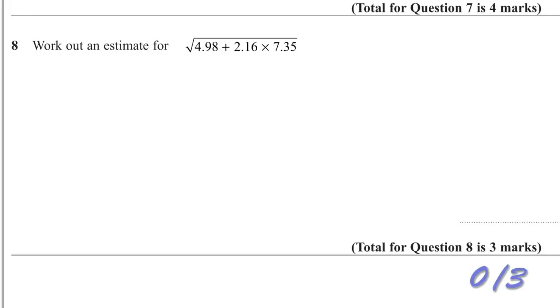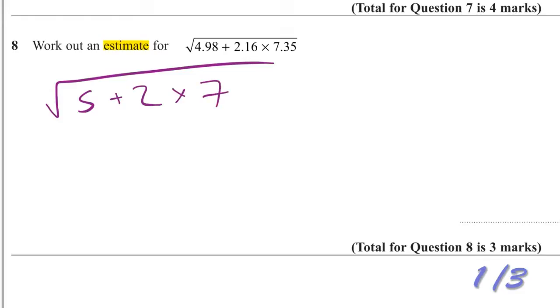Alright, question 8. Work out an estimate for the square root of 4.98 plus 2.16 times 7.35. We're looking for an estimate here, which means looking at them, the most obvious way of estimating these is going to be to go square root 4.98, that's 5, plus 2.16, that's 2, times by 7.35, 7. Those easy estimates. When we're solving this, we need to remember that BIDMAS applies, which means our multiplication is going to come before our adding. So we're going to be doing our 2 times 7 first, and adding the 5 to that. So 2 times 7 is 14, plus 5 is the square root of 19.